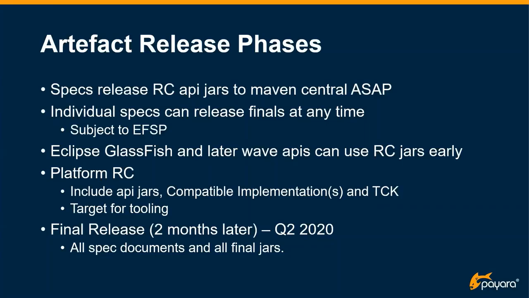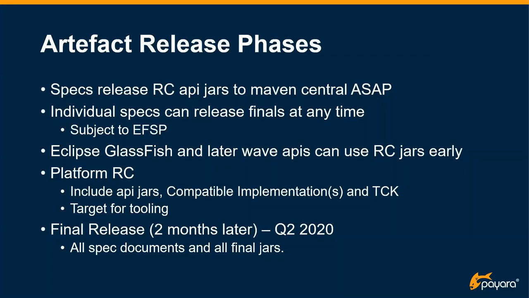Individual specs, because obviously I'm just on the platform project, which is an umbrella, each of those can release a final specification at any time, subject to them following the Eclipse specification process. Another step we're aiming to do is, once all the API jars have been released, we're intending to do a release candidate of the full platform. That will include the API jars, a compatible implementation, and the TCK, but it won't have gone through the full spec process. All the documents necessarily won't be ready.